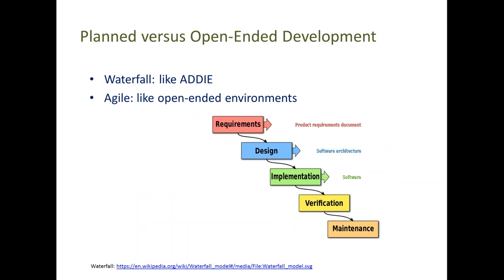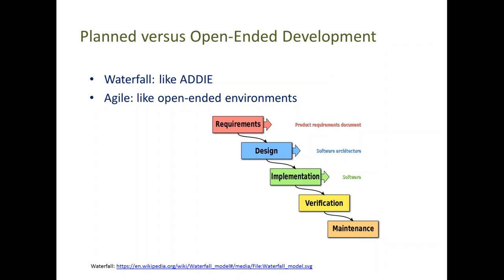On the one hand, we have a planned kind of environment. On the other hand, we have an open-ended kind of environment. This slide refers to the two things in the area of software development. In Waterfall, which I've pictured here, there's a step-by-step process, and you design your entire application, whatever it is, from the beginning. First, you produce the requirements for it. That's like learning objectives. Then you do an architecture for it. Then you do the actual coding for it. You do some testing, and after that, all you have to do is maintenance and use.